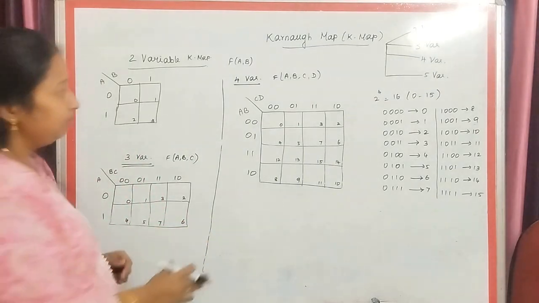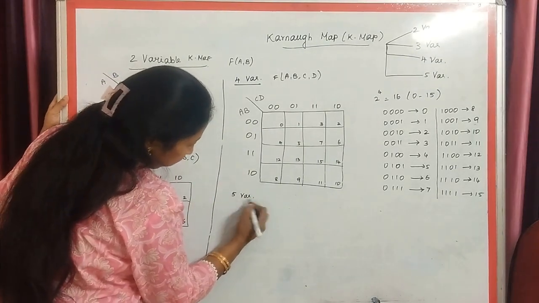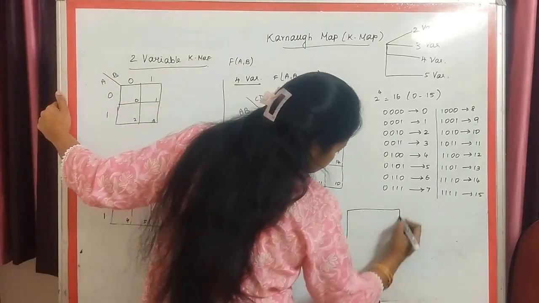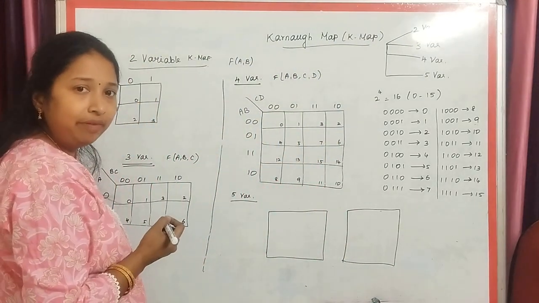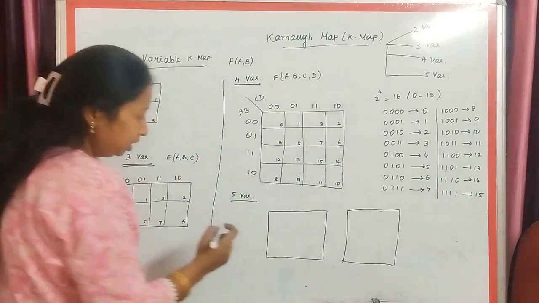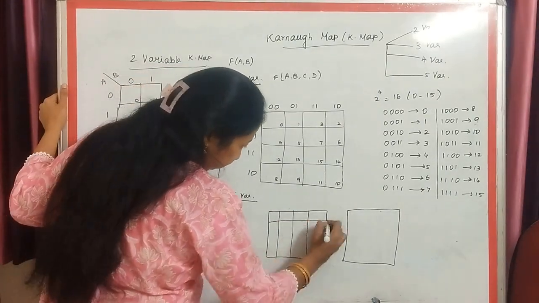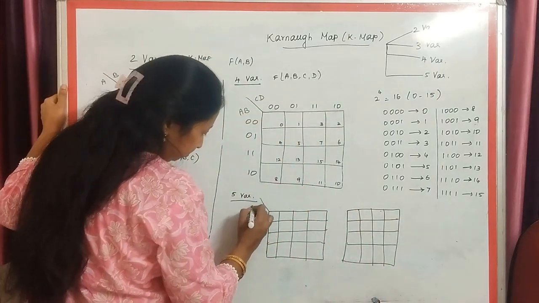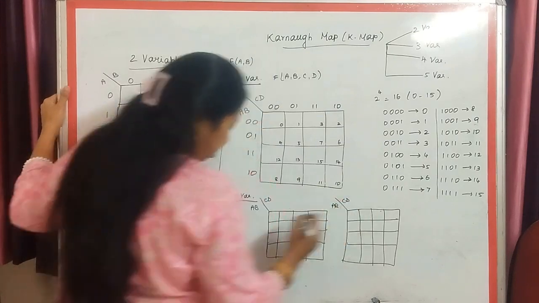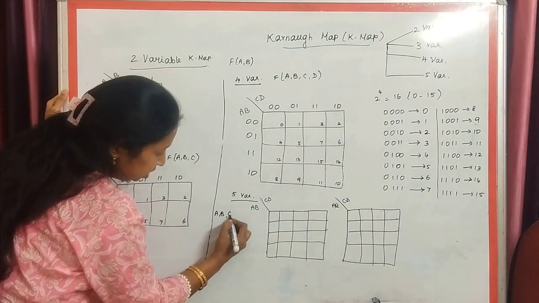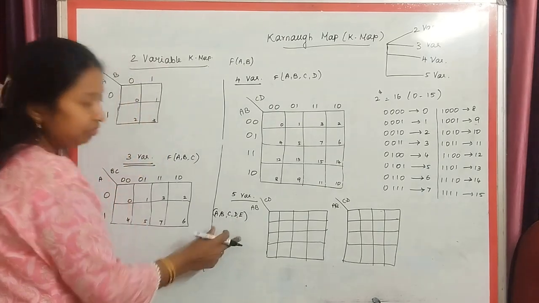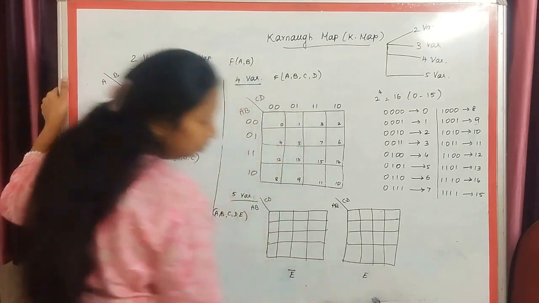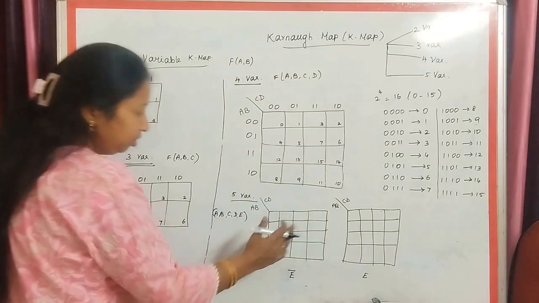Now coming to 5 variable map. How do you represent a 5 variable map? For 5 variable map, how many combinations do you have? 2 power 5, that is equal to 32, right? Suppose my variables are A, B, C, D and E. Then the first column corresponds to E bar and the second column corresponds to E. Clear? And how do you write the decimal numbers?